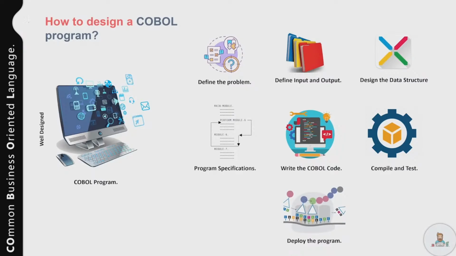Now the final step is deploying the program. Once you're satisfied with the results and the performance of the program, you must deploy the program into the production environment. However, you might need to make some final adjustments to ensure that the program runs smoothly in the production environment. So these are the general steps which are involved in designing a COBOL program. The specific design you will need to follow will depend on the business requirement, the complexity of the program, and the specific COBOL implementation that you are using in your project.